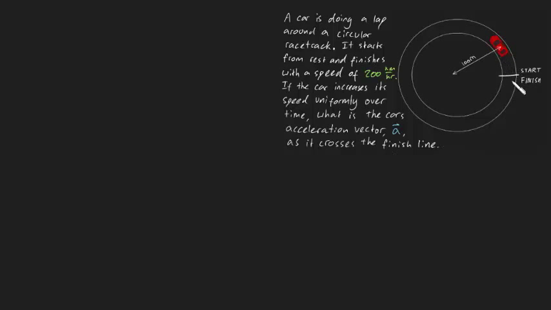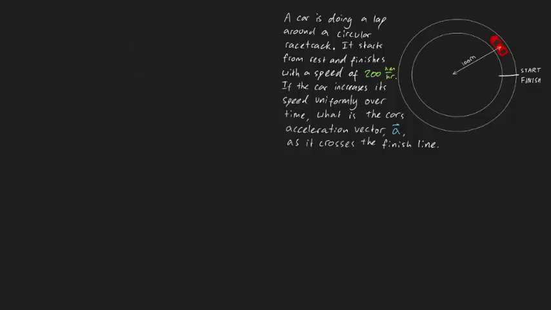We know that the car starts from here, from rest, and then proceeds to go around this circle like this, getting faster and faster, and then it crosses the finish line, which is also where the start line was, so it's done a full lap, and it finishes with a final velocity of 200 kilometers per hour. And we're asked to find the acceleration vector, so that includes magnitude and direction, as it crosses the finish line.